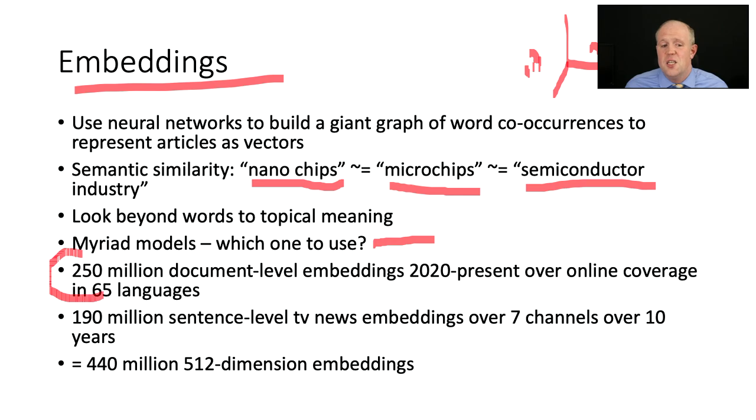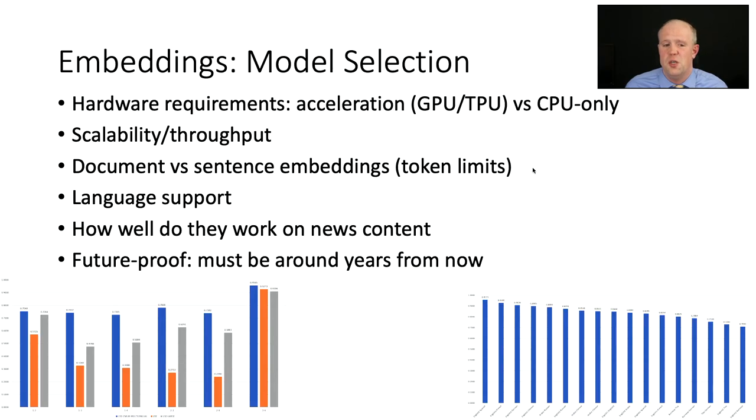The end result is, so far, we've cataloged 250 million news articles, converted to these embeddings across 65 languages, and 190 million sentence-level television news embeddings. So this is actually one of the largest open data sets for embeddings. What this allows us to do is semantically search archives. With web archives, most of them are just large collections of WARC files. Now, some people have made them keyword searchable, but at the end of the day, you're just keyword searching. It's no better than Google, essentially, but historical. What we're able to do here is semantic search, to actually look across word usage.